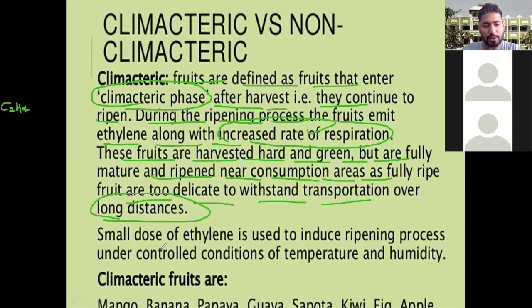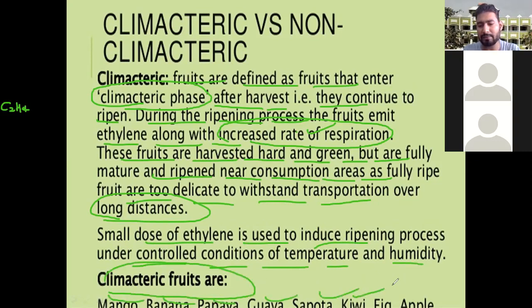A small dose of ethylene is used to induce the ripening process under controlled conditions of temperature and humidity. Climacteric fruits are mango, banana, papaya, guava, sapota, kiwi, fig, apple. So these are the climacteric fruits. I told you what a climacteric fruit is: when harvested from the plant or tree, the fruit starts to ripen, and along with ethylene it also increases its respiration rate. Examples: mango, banana, papaya, guava, sapota, kiwi, fig, apple. Clear? Okay.